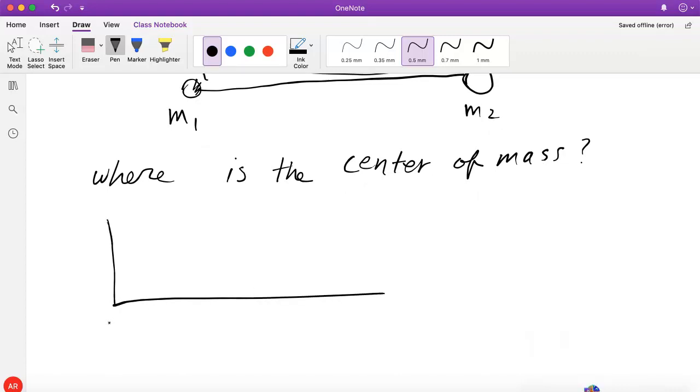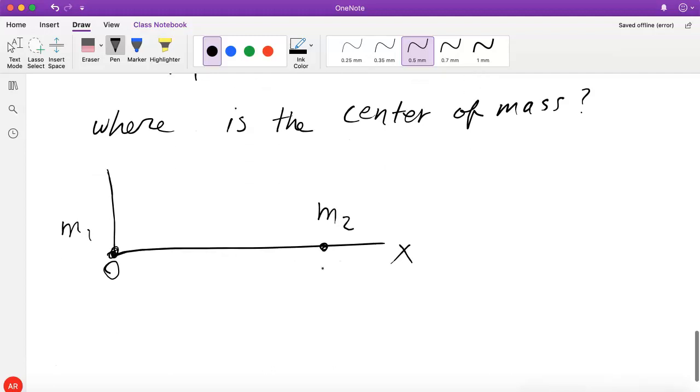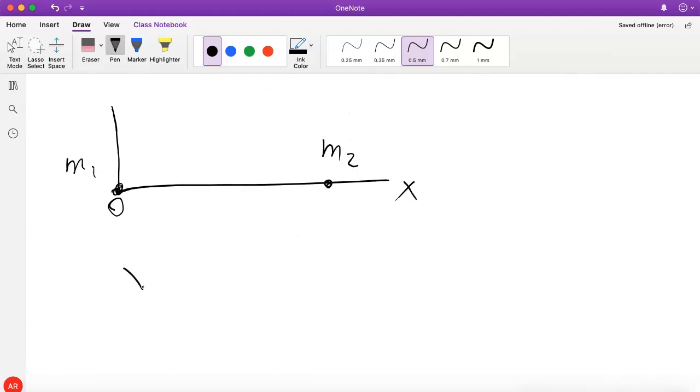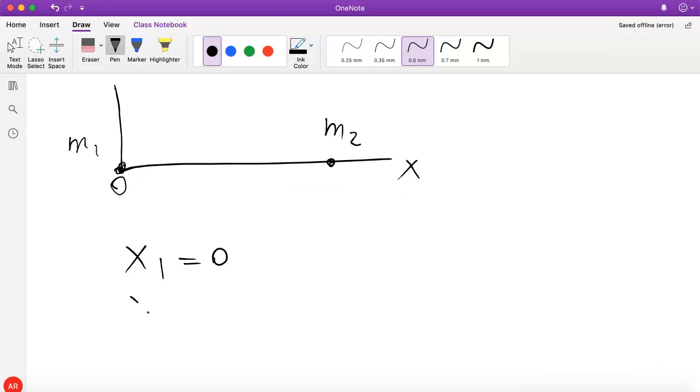All right, so we can pick our coordinate system. Let's say that's the origin, that's the x-axis here. Then here I have M1. Here I have M2. So x1 is 0, and x2, the coordinate of M2 in this coordinate system, is a distance L from the origin, so that's going to be L.